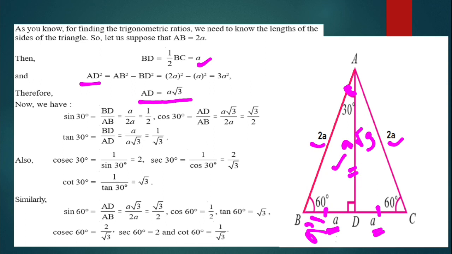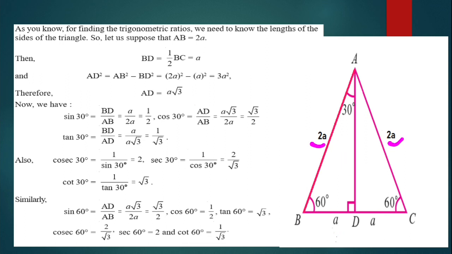So you got this value as A root 3. This is the opposite side, this is the adjacent side. So you got sine 30 as 1 by 2.